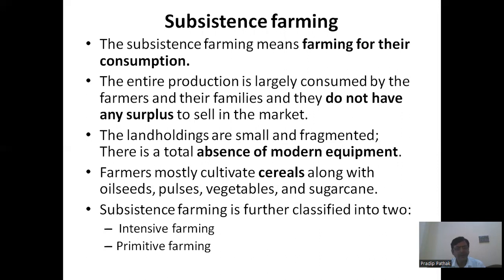Because it is only for their own consumption, they cultivate cereals along with oilseeds, pulses, vegetables, and sugarcane, so that all of their requirements in terms of food items are fulfilled through their agricultural farming. Now, subsistence farming is further classified into two, and we'll see what exactly they are: intensive farming and primitive farming. So let us first see what primitive farming is.